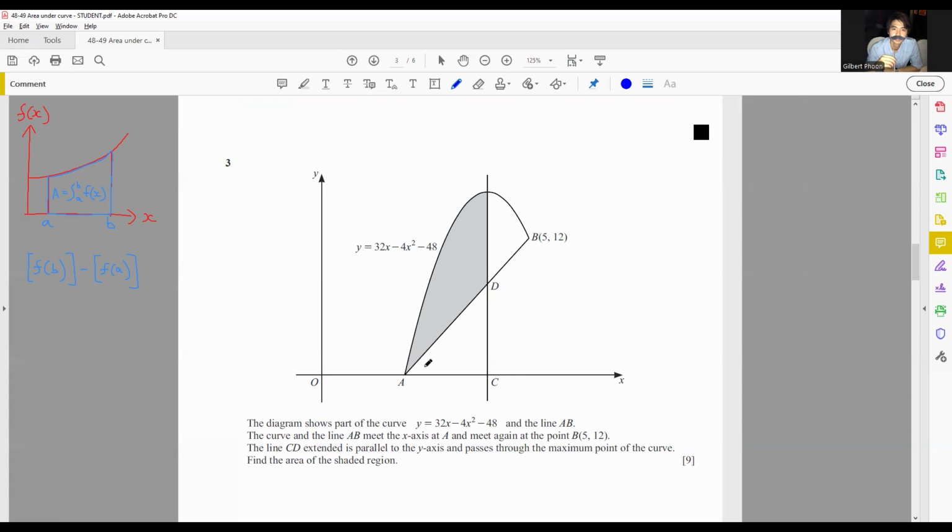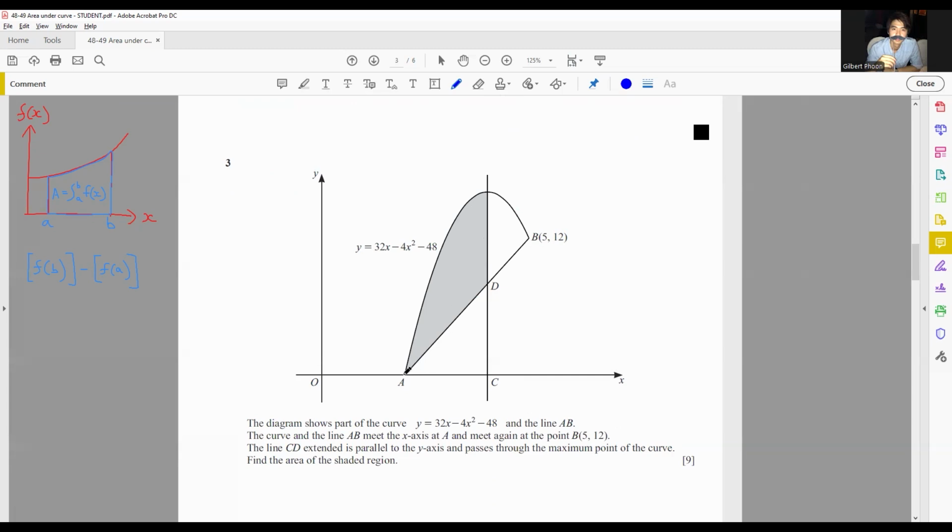Okay, so to find the area of the shaded region, there are a few components that we're going to need. First of all, we're going to need the coordinates of A, the coordinates of B, and the maximum height here. All right, so let's start off one by one. First off, let's start by finding the coordinates of A.